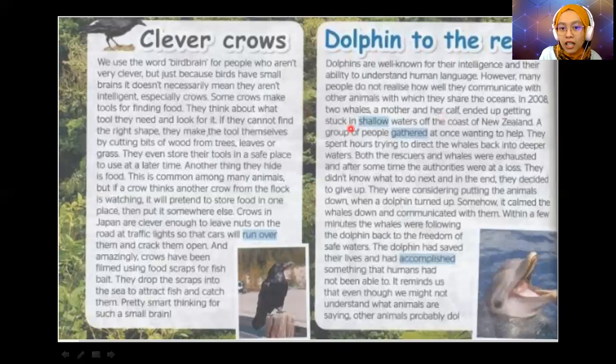Ended up getting stuck in shallow waters. Ended up getting stuck maksudnya tersangkut. Akhirnya tersangkut in shallow water. Shallow maksudnya air yang cetek. Off the coast of New Zealand. Okay, di pesisiran pantai New Zealand.